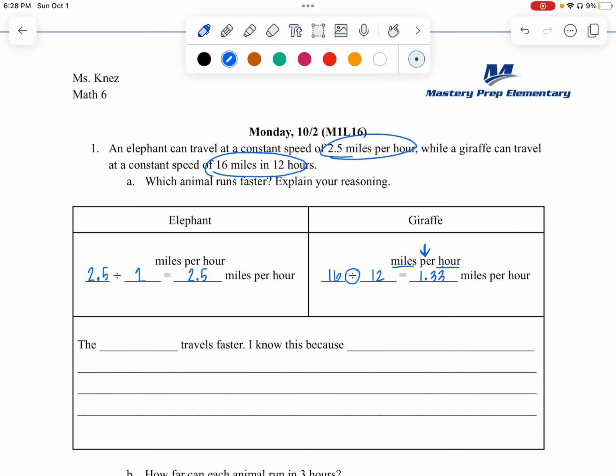miles per hour. Now remember, this per hour language, and whether it's per hour, per minute, per second, means per one. It means in 1 hour, what can happen. And now you know for both animals how far they can travel in the same amount of time. So you can go ahead and write a full sentence to compare which one's moving faster.